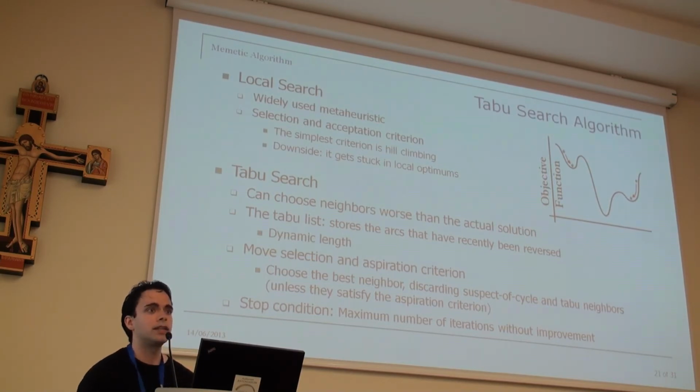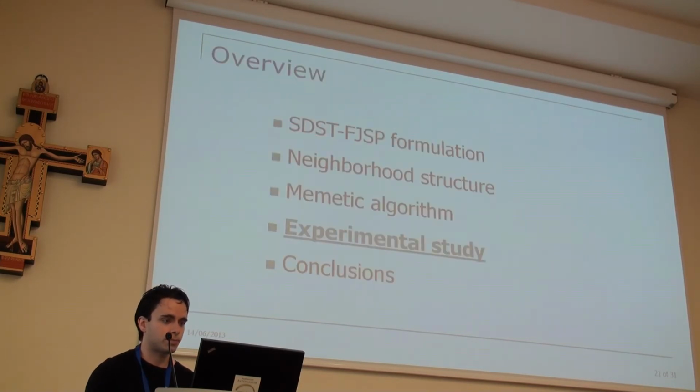The main structure that the tabu search uses for doing that is the tabu list, which stores the last arcs that have been reversed, to avoid these arcs being reversed again soon. We use a dynamic length for the tabu list so that we reach a balance between intensification and diversification. When we have all the neighborhood generated, we then choose the neighbor with the best estimated makespan, but discarding tabu neighbors.